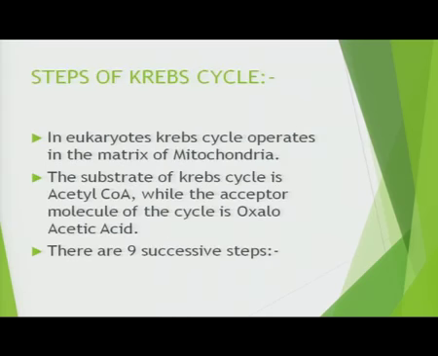Now, the various steps of the Krebs cycle. In eukaryotes, it operates in the matrix of the mitochondria. The substrate of the Krebs cycle is acetyl coenzyme A, and the acceptor of acetyl coenzyme A in the mitochondrial matrix is OAA, that is called oxaloacetic acid. We have already discussed this.